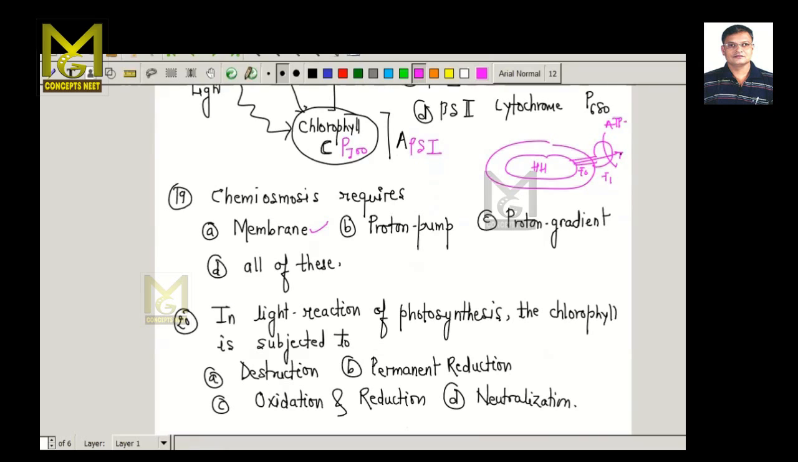Proton pumping has to take place, otherwise ATP will not be formed. And because of accumulation of protons, that is the proton gradient, is also required for ATP. So all these three options are required for the formation of ATP, and therefore the correct option in this case is D.